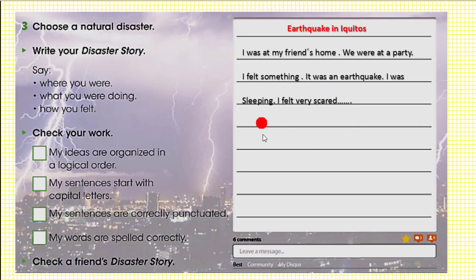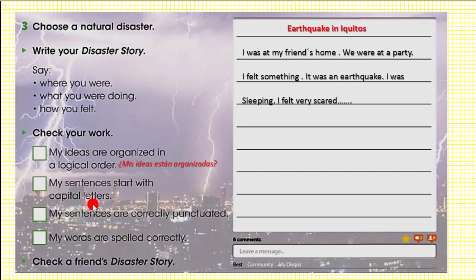Okay, when you finish this composition about, for example, natural disaster, okay, siguiendo los pasos acá, vengo a reflexionar acá, personalmente. Check your work. Voy a chequear mi composición. Por ejemplo, you have to look at these statements here, but each statement has, for example, an item to follow. For example, in the first statement, my ideas are organized in a logical order. Eso quiere decir, mis ideas están organizadas. Lo que estoy escribiendo acá está bien organizado.